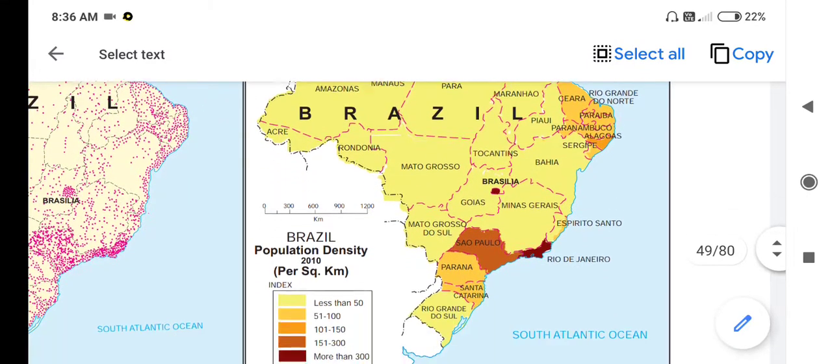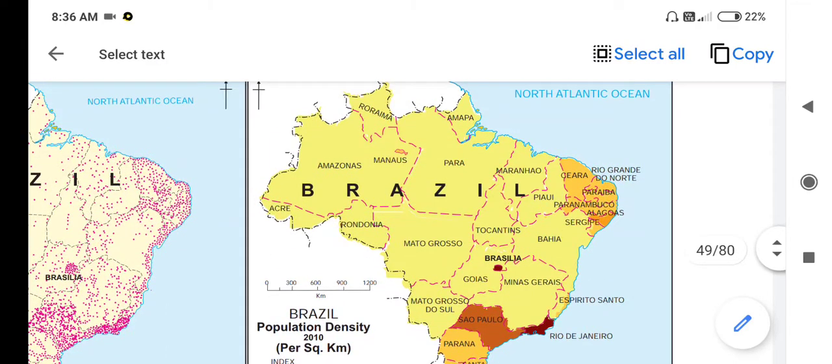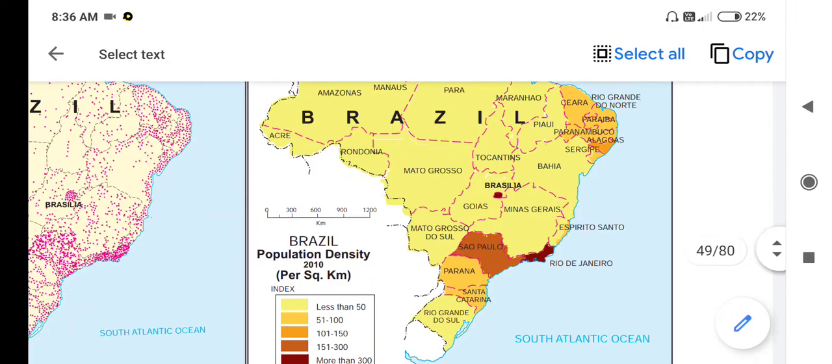So here also color shades are given. Dark brown color is showing Rio de Janeiro and Sao Paulo, these two regions in Brazil. Brasilia is the capital of Brazil. So at these places we can find dense population.